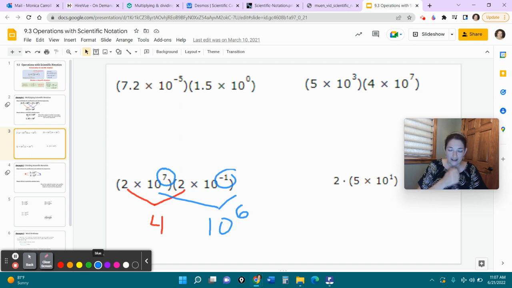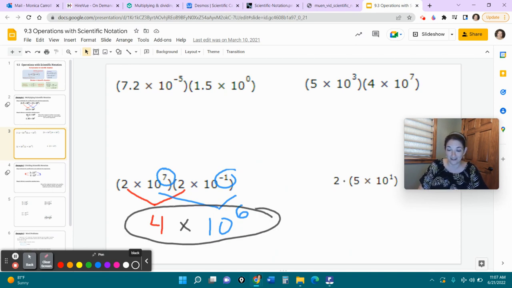Now, Ariana, was there anything else that you did after that to get the right answer there? No. Did you have to move the decimal? That's right, because the 4 is already between 0 and 10. So you don't have to take another step if you don't have to. That's not necessary.